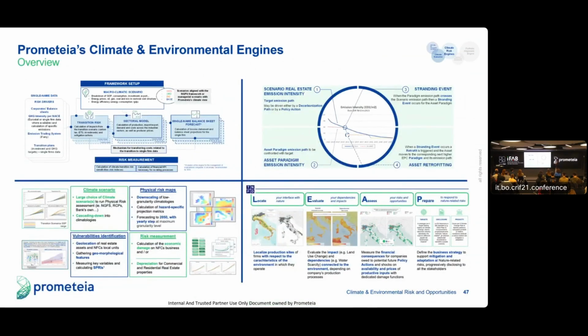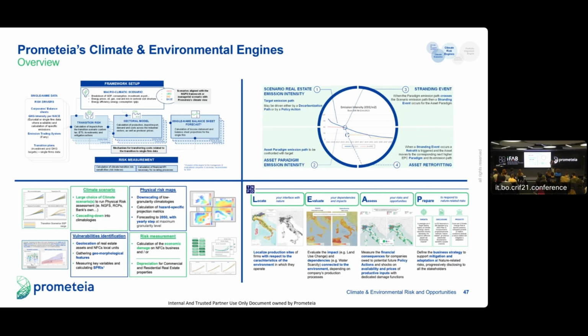And so, what are these engines looking at? There are two different lines in these slides. The first one is about the so-called transition risk. What is transition risk? Transition risk is the risk connected to adequacy to new policies, in terms of climate adequacy.